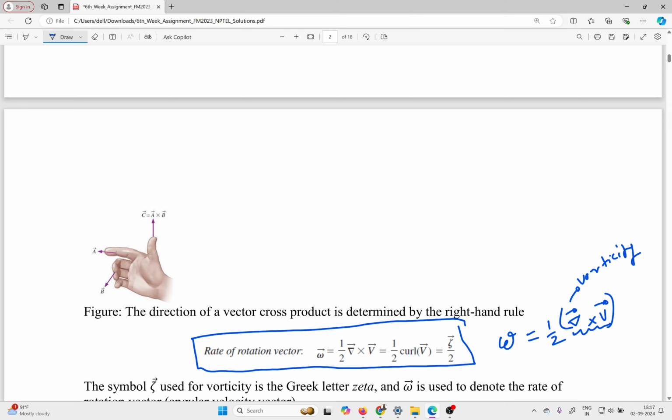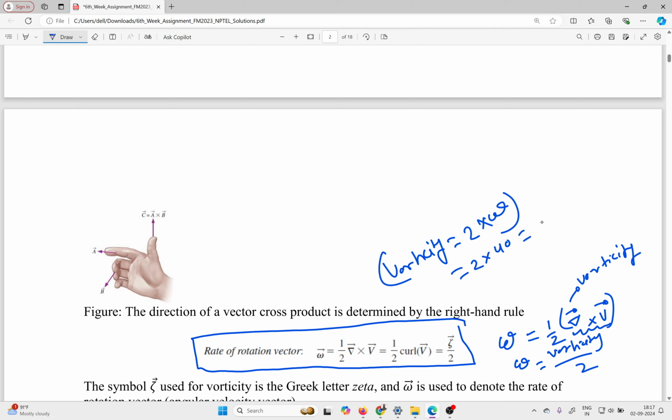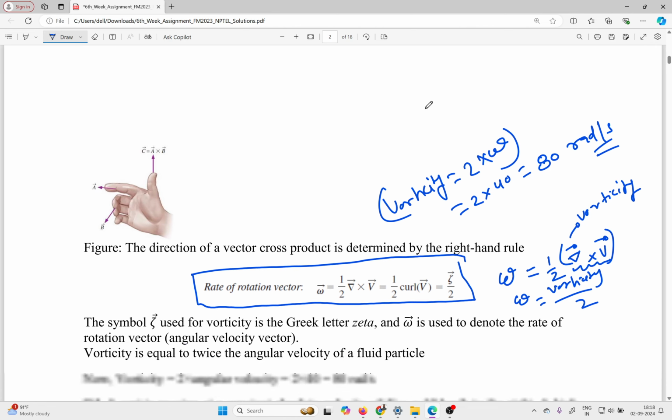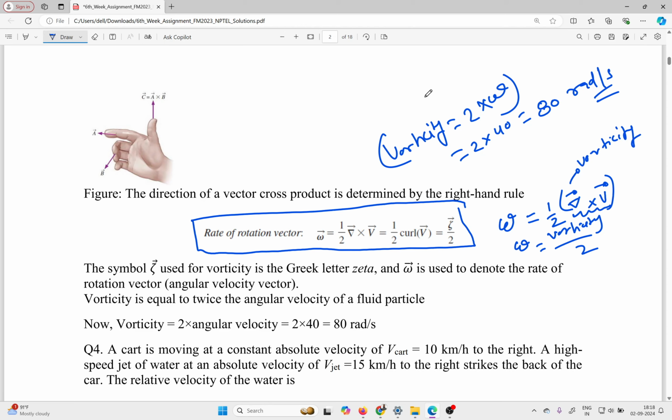So here your omega is equal to vorticity divided by 2. So definitely your vorticity will be 2 times omega. From here you can easily calculate: if it is given 40, it will be 80 radian per second. So very easy. Here the explanation is given.